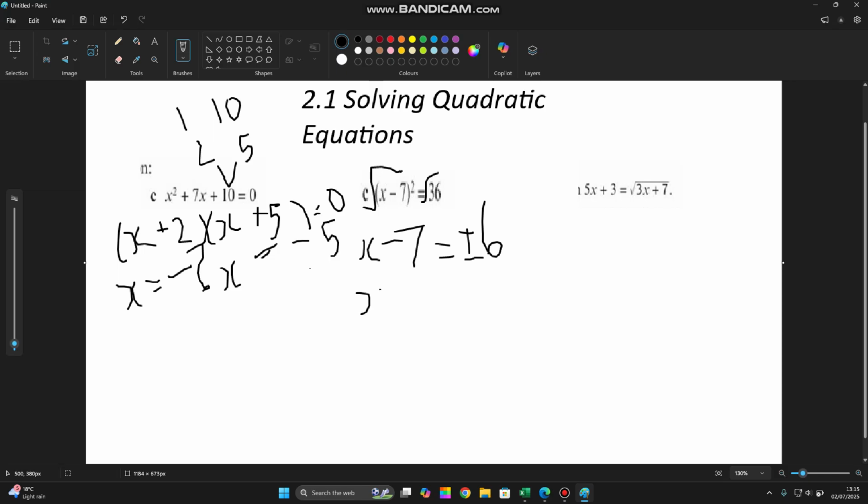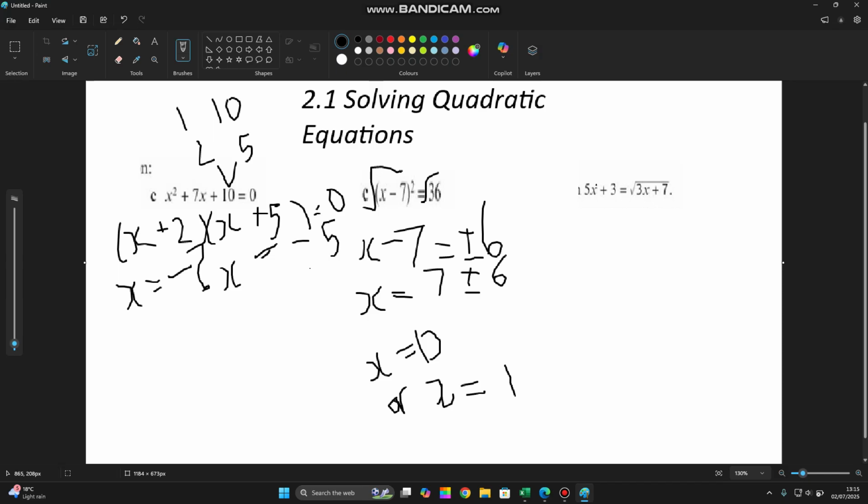Now all we need to do is move the 7 over, do 7 plus or minus 6. And of course, what's 7 plus 6? That's 13. Or x equals 7 minus 6, which is just 1. So there we go, there's our answers.